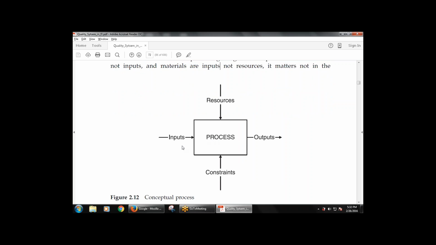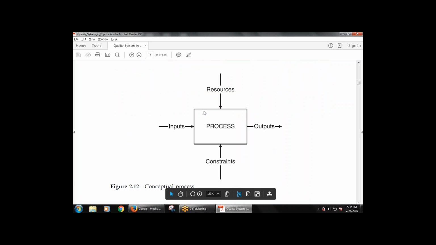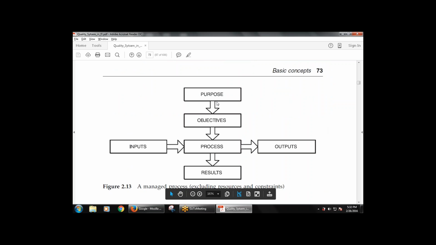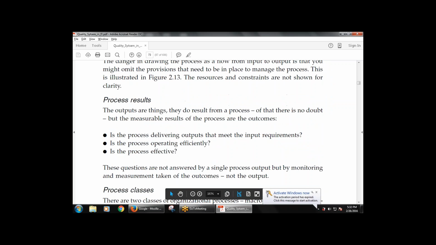This is the process: input, output, resources, constraints. This is one of the best example diagrams of the process. The resources are given, inputs are given, constraints are available, and there is an output. Purpose, objective, process, results, output. That is the managed process that improves the quality. And what is the process result? That is the output that is the result of the process.